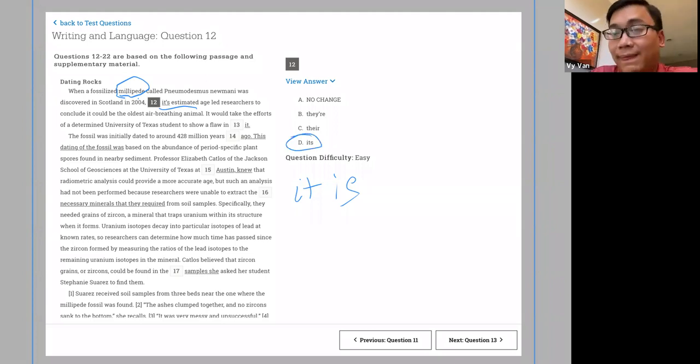Okay. And when in doubt, when you have a contraction, please spell it out. "It is," and read it to yourself to see if it makes sense. If you say "it is estimated age," that doesn't make sense because you have two verbs in the same sentence.